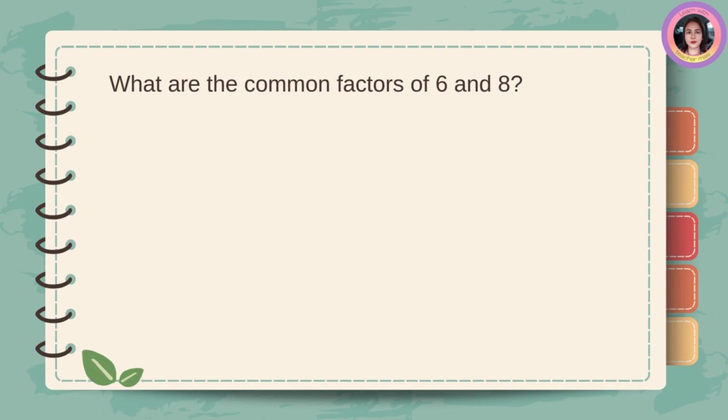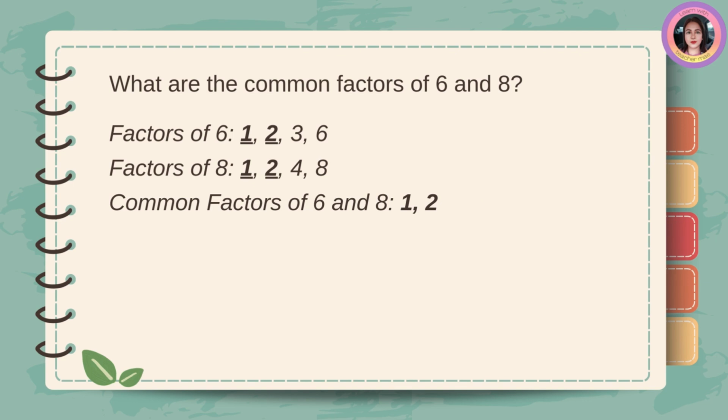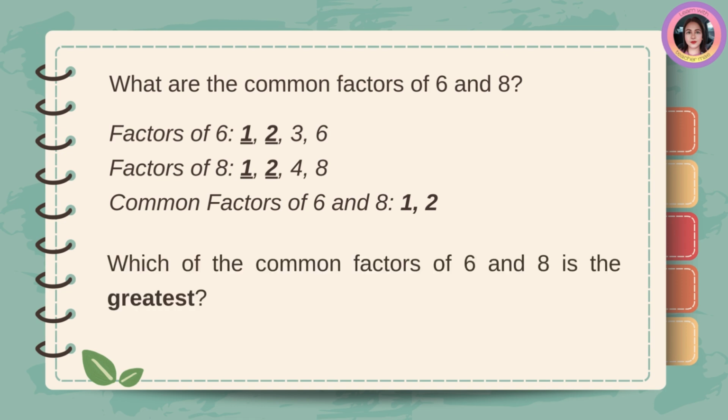What are the common factors of 6 and 8? Factors of 6: 1, 2, 3, and 6. Factors of 8: 1, 2, 4, and 8. Common factors of 6 and 8 are 1 and 2. Which of the common factors of 6 and 8 is the greatest? The answer is 2.